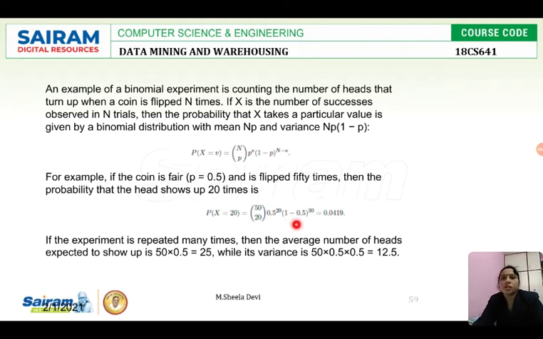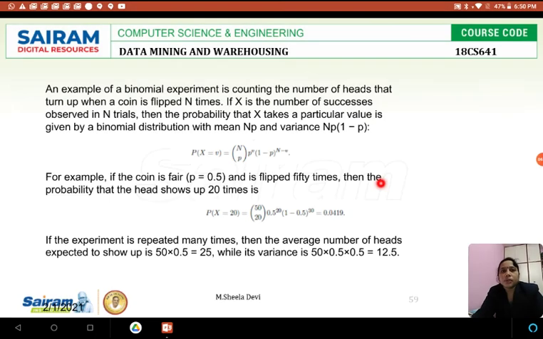into 1 minus 0.5. What is the 0.5? This is the probability p, 0.5. What is the probability of success or failure? Head or tail is 50%, so 0.5. Then into (1 minus 0.5) whole power 30. It is nothing but 50 minus 20, where the n value is 50 and the v value is 20. So 50 minus 20 is equal to 30, and the result is 0.0419.